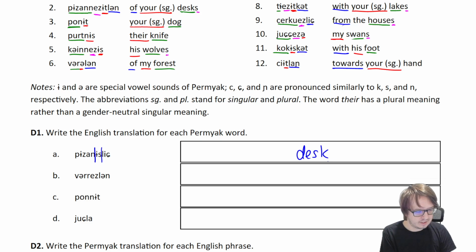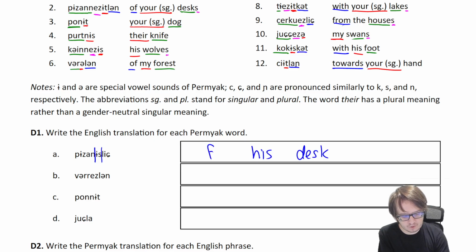Is, if we take a look at the data above, is his. And then "leash" at the end would be from. So this is from his desk. What about B, Vreesland? So we have the "lun" at the end, we have the "es" for plural, and then we have "ver," which is going to be our noun. So the "lun" at the end is meaning "of."